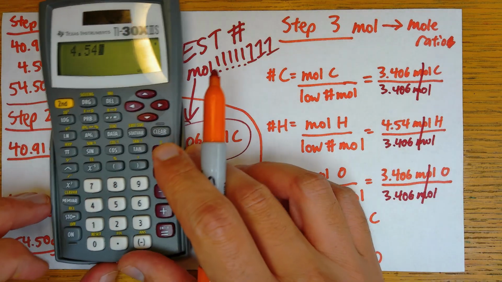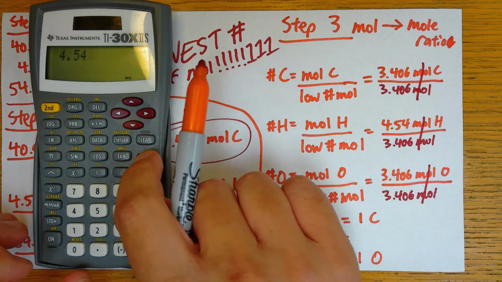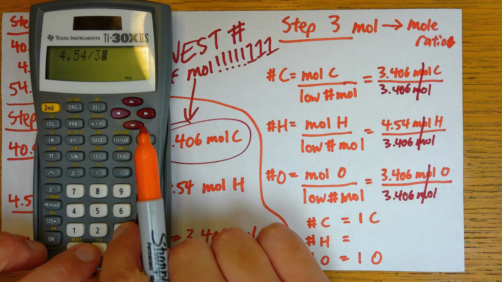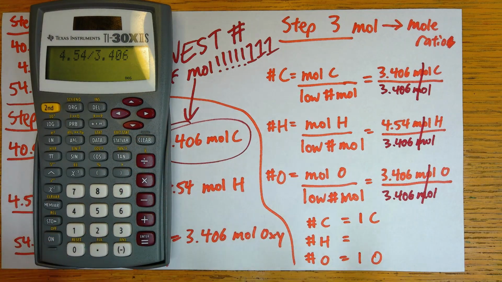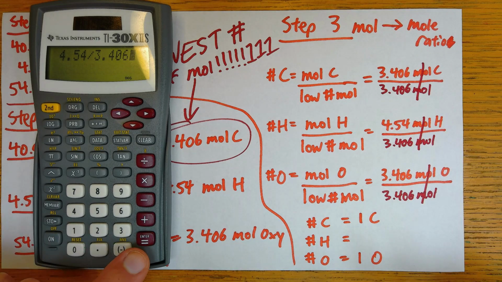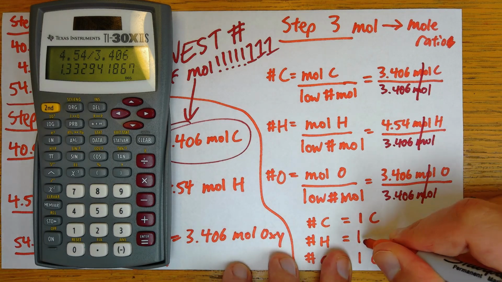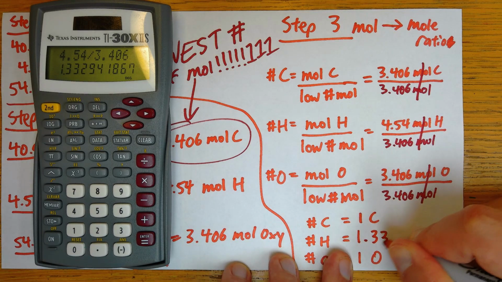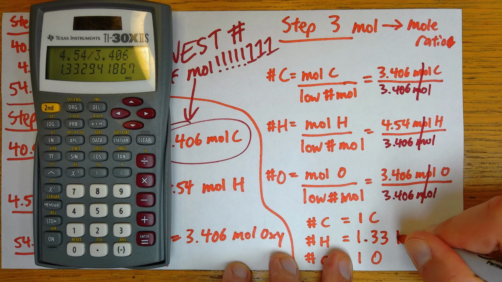4.54. And then we'll divide by 3.406. All right, this is not looking like a clean divide. Let's confirm. It is not. We get a 1.33 hydrogens.